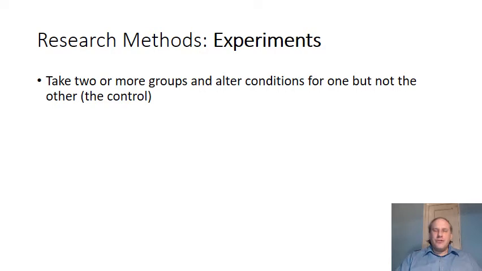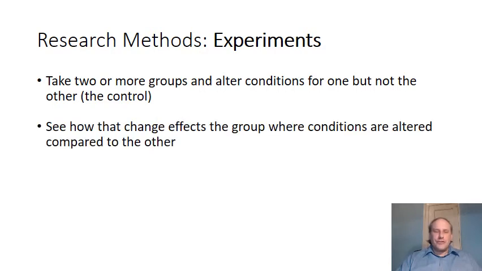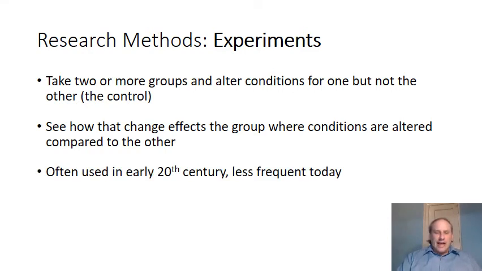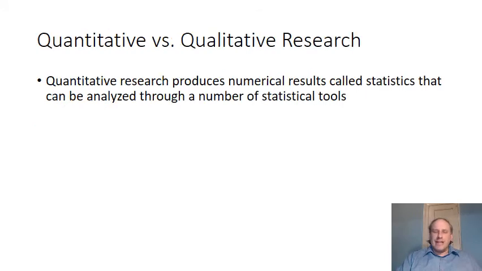But they do serve a purpose and are often used. When you can look at one group where the conditions were altered and compare it to the others, it gives you a much better sense of whether what you're doing is working, especially in policy research, where changes in policy are introduced all the time. You want to know whether for the groups for which policy changed, it made things better or made it worse. As I said, it was used more in the early 20th century, but less frequently now.